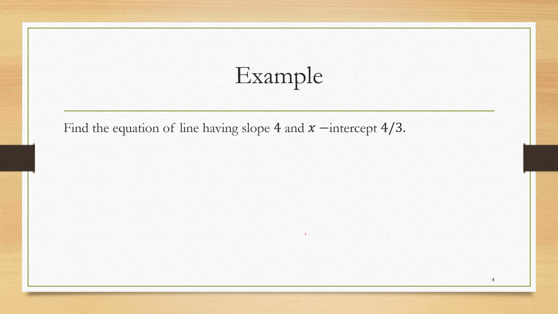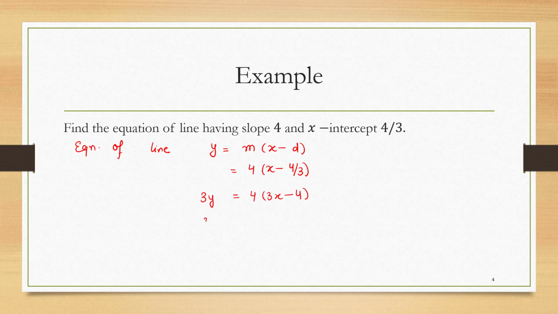Let's see an example. Find the equation of a line having slope 4 and x-intercept 4 by 3. So by the given data, the equation of the line will be y is equal to m into (x minus d), that is, m is the slope 4, and d is 4 by 3. So we get, multiplying both sides by 3, 3y is equal to 4(3x minus 4), that is 3y minus 12x plus 16 equal to 0. So this is the required equation.